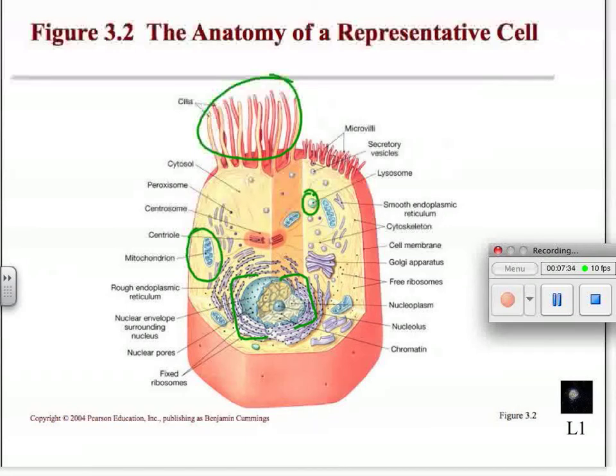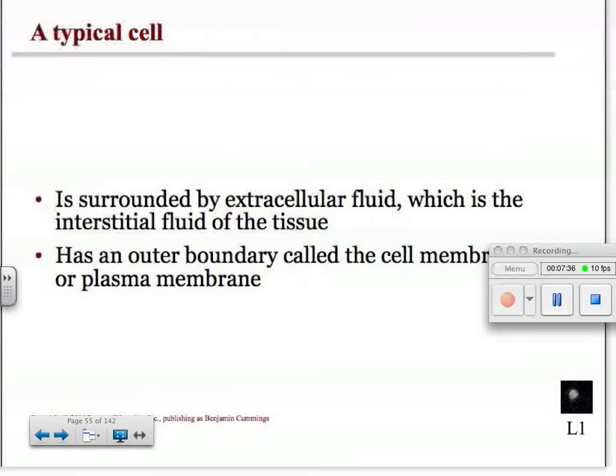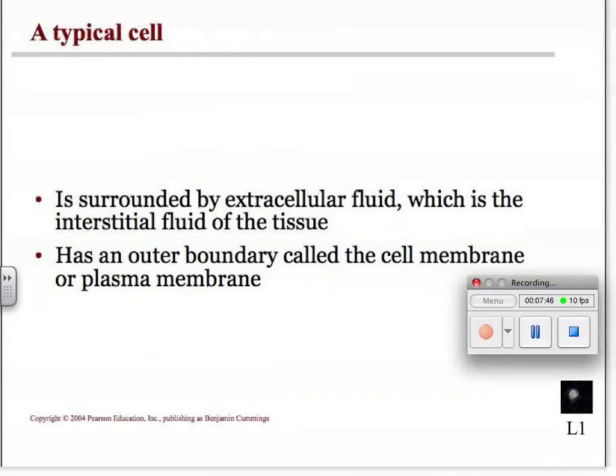Let's move on. All right, so a typical cell is surrounded by extracellular fluid, which is the interstitial fluid of the tissue. And it has an outer boundary called the cell membrane or plasma membrane. Basically what this means is that cells live in water, and there's always a little bit of fluid outside of them, and there's always some exchange going on. So we're going to start talking about the plasma membrane now.